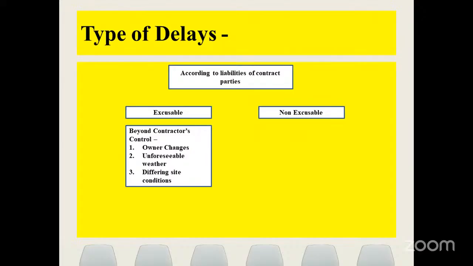Then for this delay, we can get a claim, we can get additional time, we can get additional cost as per the budget. Then unforeseen weather, differing site conditions, these things are excusable. The client can accept your delay. What is non-excusable?